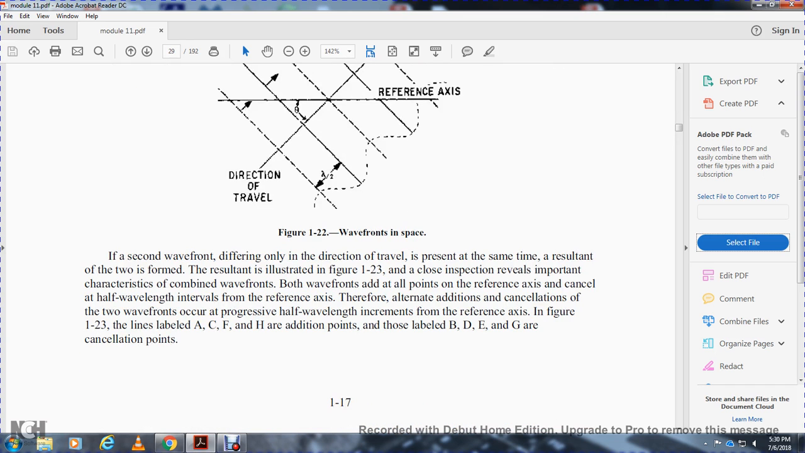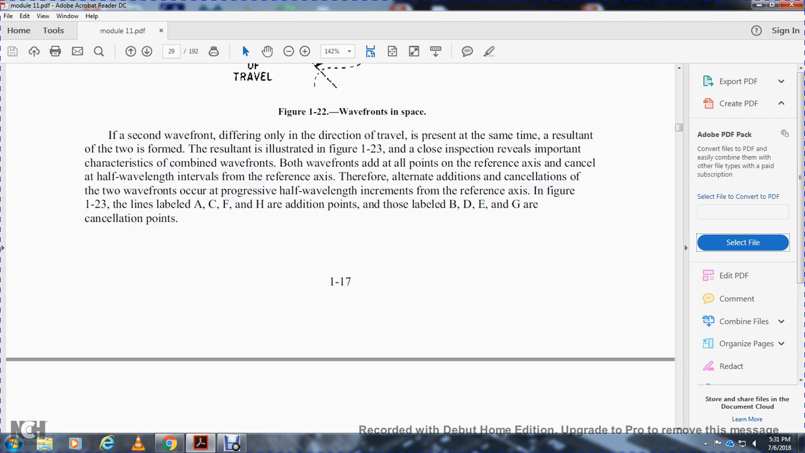Second, wavefronts differ not only in the direction of travel, but at the same time a result is formed with the two, illustrated in figure 123. Close inspection reveals an important characteristic of the combined wavefronts. Both wavefronts at all points of the reference axis exist to cancel at half wavelength intervals. Therefore, all alternate additions or cancellations of the two wavefronts occur at progressive half wavelength increments of the reference axis. In figure 123, lines A, C, F, and H are addition points, and those labeled B, D, and G are cancellation points.